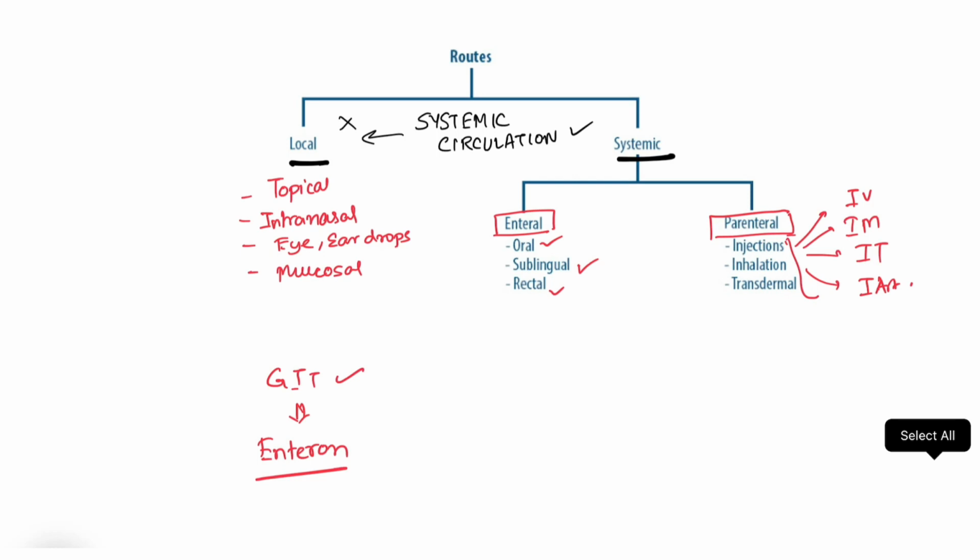You can have a local route, or you can have a systemic route. Local route means the drug is not reaching the systemic circulation. Systemic route means the drug is reaching systemic circulation. You can put the drug into systemic circulation through the GI system, that is the enteral route, or you can directly bypass the GI system and go into the systemic circulation, that is the parenteral route. In subsequent videos, we will take up each drug administration route and discuss in detail the pros and cons of using that particular route, why we use it, and what drugs we use in those ways. I believe you have understood the different routes of drug administration.